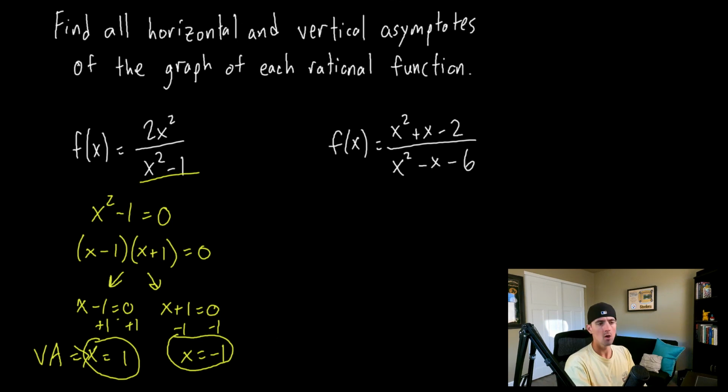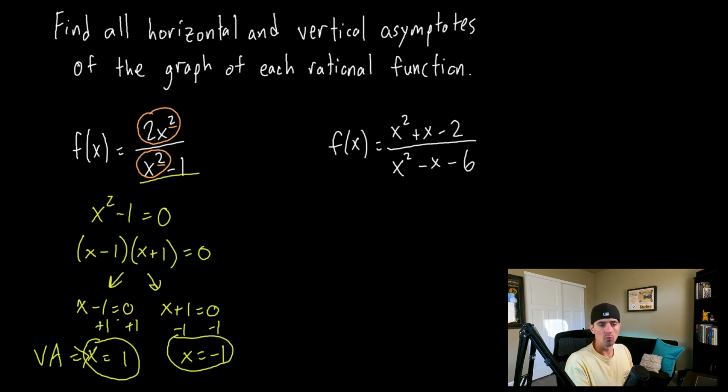Okay? What about horizontal asymptotes? Remember, to find horizontal asymptotes, all we have to do is look at the highest powered x term in the numerator and the highest powered x term in the denominator. In this case, the highest power x term in the numerator is 2x squared. The highest power x term in the denominator is x squared. So notice the power of those is the same. They have the same highest power of x, the same degree. They're both degree 2 polynomials, second degree polynomials.